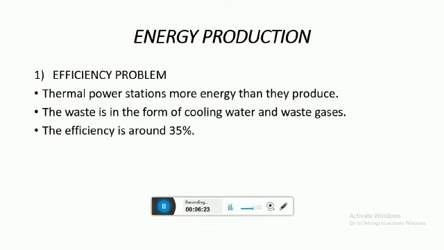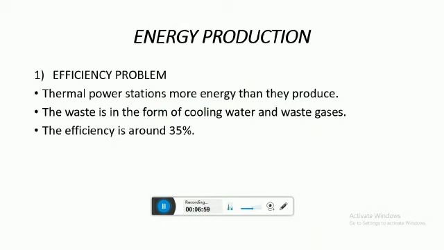Now, in energy production there are some problems. The first one is the efficiency problem. Efficiency is basically the output we get from some input. In thermal power stations, more energy is lost actually, rather than produced.